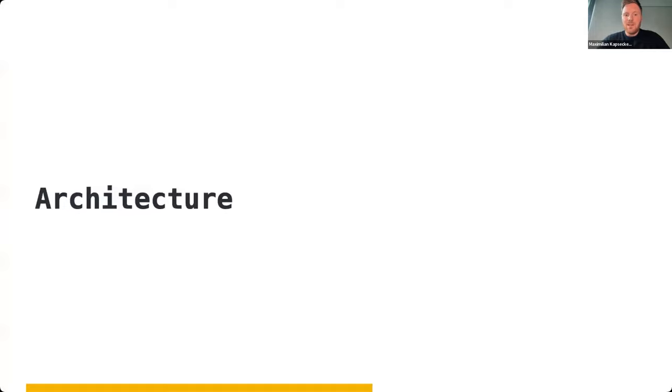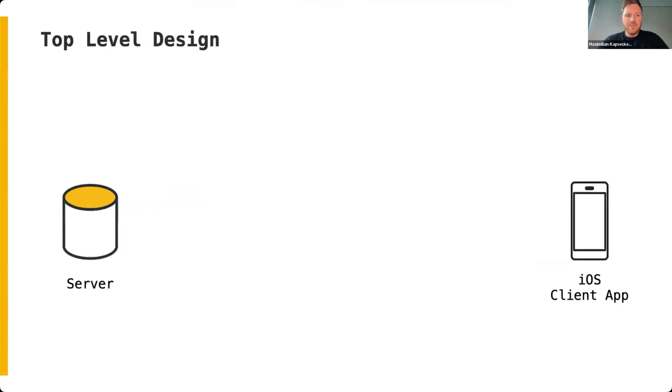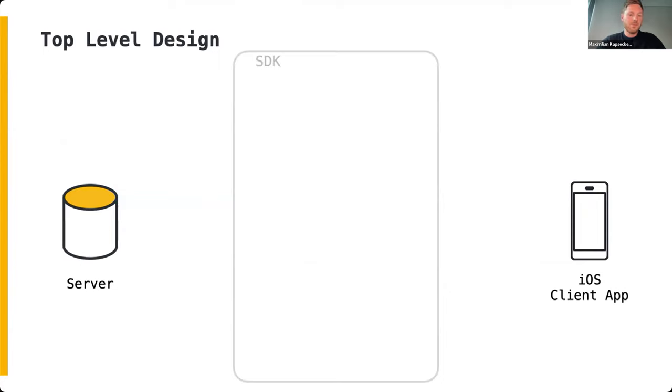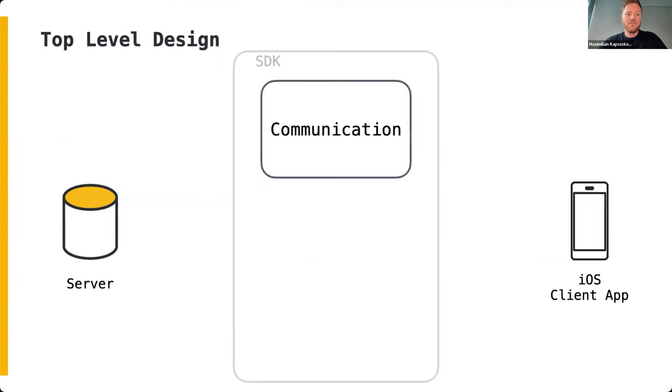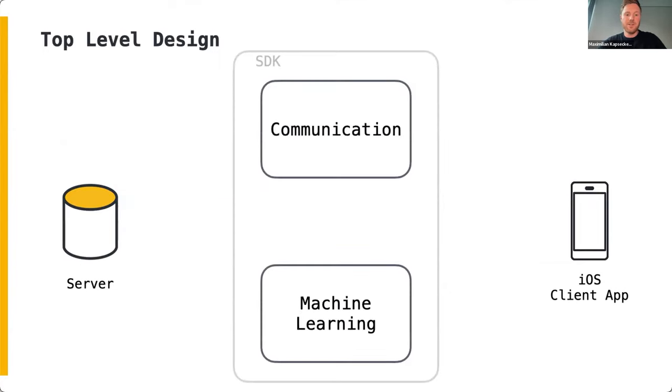So let's have a look at the architecture of the SDK. For that, we'd like to give you the top-level design of a software system that utilizes the FLiOS Swift SDK. The software follows a server-client architecture. This means that the client application will communicate with a server in order to execute its task. The client application includes the FLiOS Swift SDK as a package. This package consists of two subsystems, communication and machine learning.